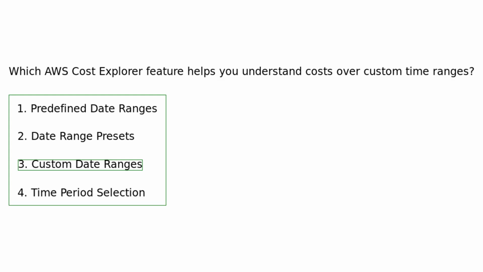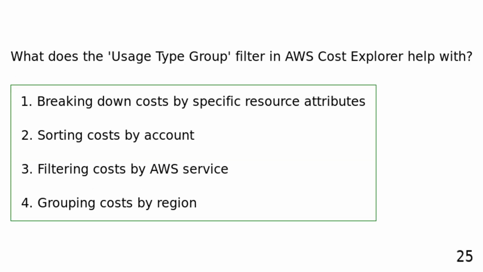AWS Cost Explorer allows you to set custom date ranges, enabling you to analyze costs over any specific time period that suits your needs. What does the usage type group filter in AWS Cost Explorer help with?